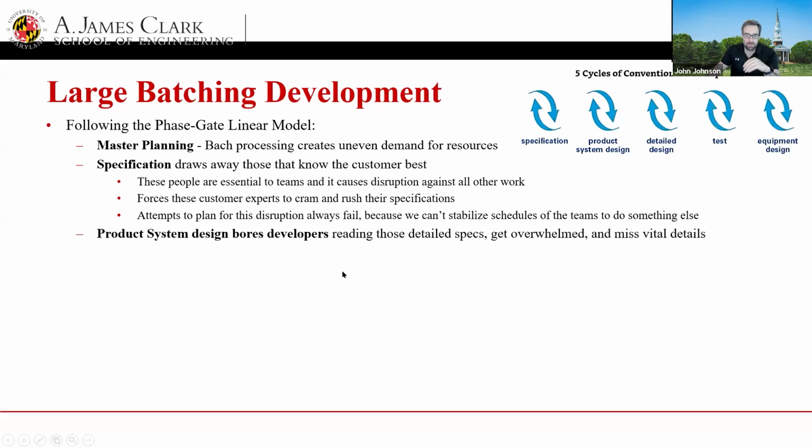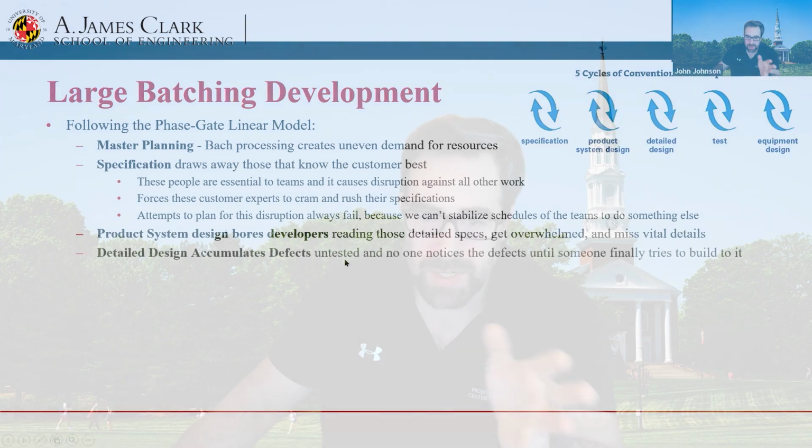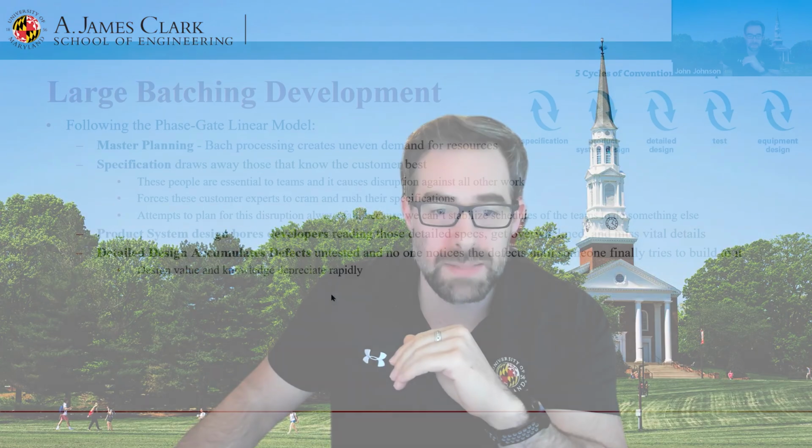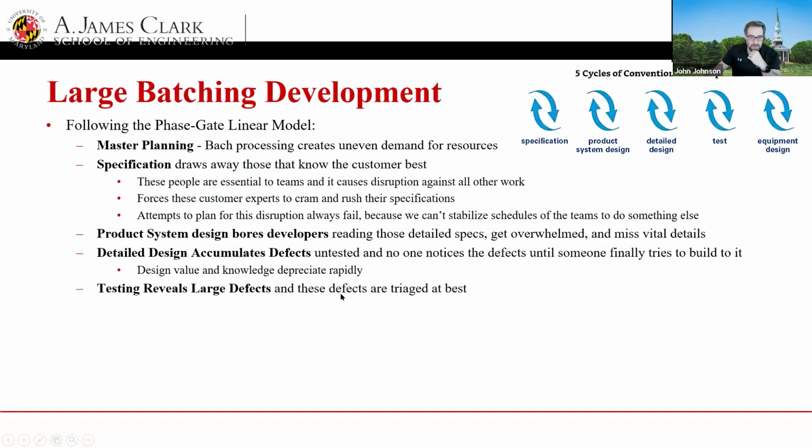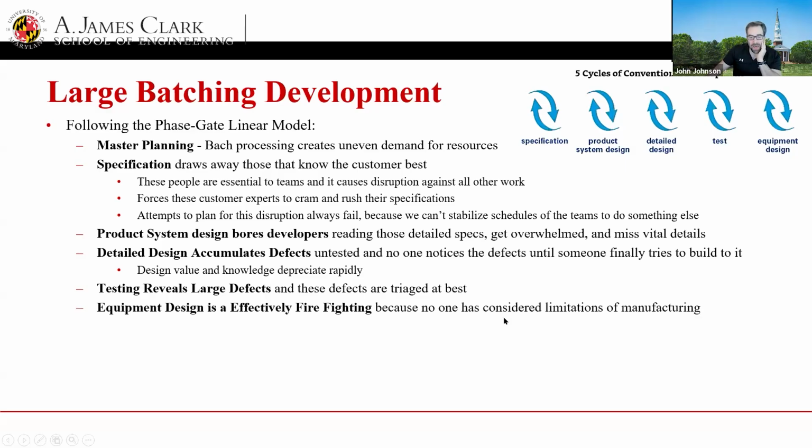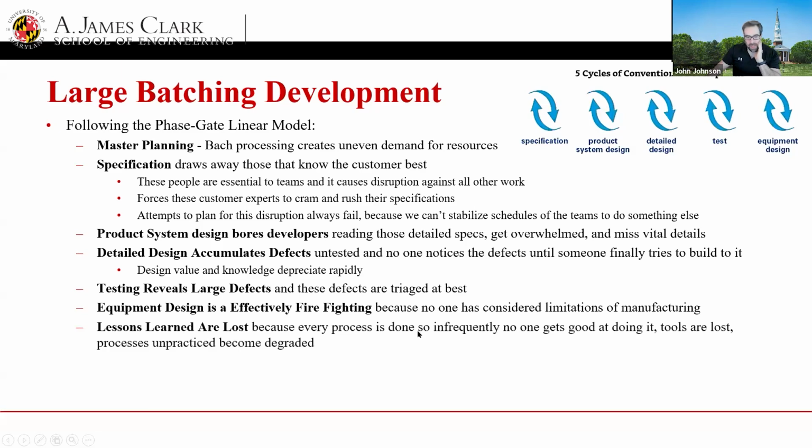If you do big batch designs, you end up with designs that are overly draconian. It really bores the developers, and the specs that they get just aren't interesting. They don't have any ownership. The detailed design almost always accumulates defects because it hasn't been fully tested, and it depreciates rapidly. When we end up testing at the end of these big batches, we reveal lots of defects, and usually we end up with a whole lot of firefighting. Lessons learned are lost because everything that we do is so infrequent that we really can't get a chance to learn because of these long cycles.